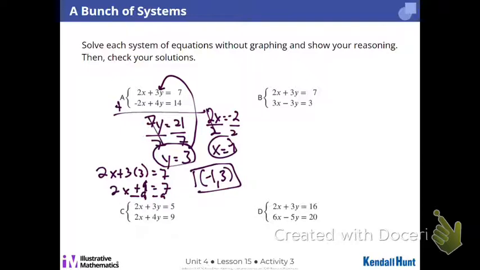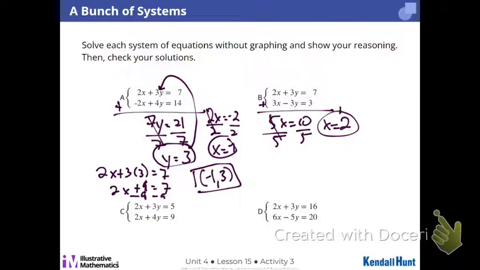I want you to please solve B and C on your own. All right, checking out B. What do we notice? Heinz, what do you notice for B? There's negative 3 and 3. Oh, so if we add these together, the y's are going to cancel? Yeah. Okay. So 5x would equal 10, which means x is 2.